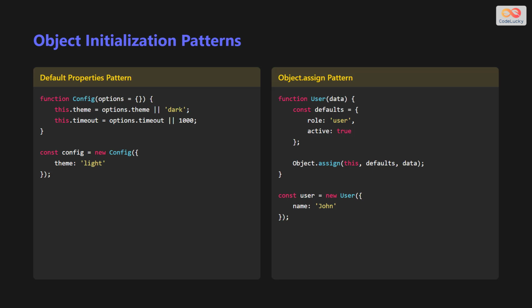In the first example, a function named config takes an options object as an argument with a default empty object. Inside, default values for theme and timeout are defined which are overridden by values provided in options. In the second example, a default object is created with the role user and active as true. These default values are merged with the data parameter passed to the constructor using Object.assign.